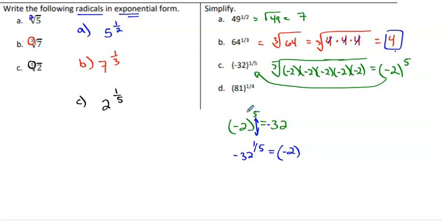And then you have the last one, part D, 81 to the 1/4 power, or the 4th root of 81. You might not know off the top of your head, but if you think about what number multiplied gives 81, it's 9 times 9, or you could think about this as 3 times 3 times 3 times 3. So multiplying 3 by itself 4 times, the fourth root of 81 happens to be 3.